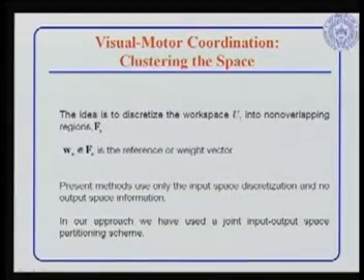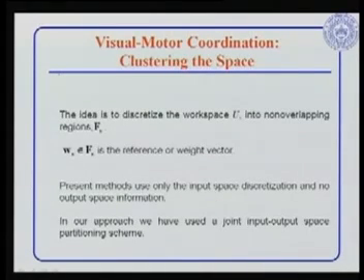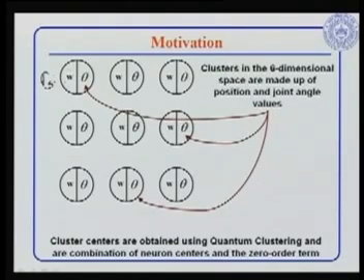The idea is to discretize the workspace U into non overlapping regions F s. These are all small discrete cells. Ws belonging to F s is the reference or weight vector for each discrete cell. So, this is your reference vector associated with each discrete cell.